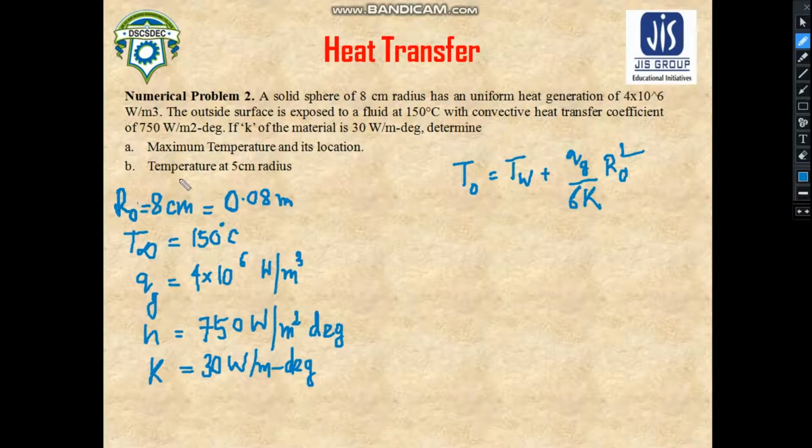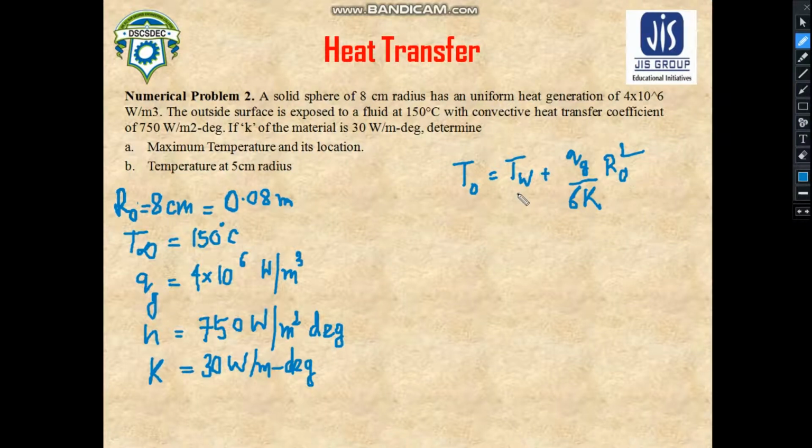So you know that for any spherical substance, for any spherical surface, the maximum temperature would always occur at the center point. Okay, so the maximum temperature is occurring at the center point of the spherical surface. So the location is well understood. Now the question is, how can we calculate this maximum temperature? That should be calculated by this formula.